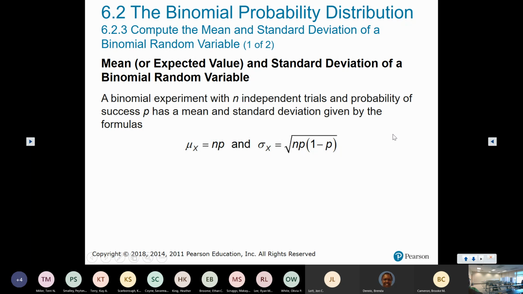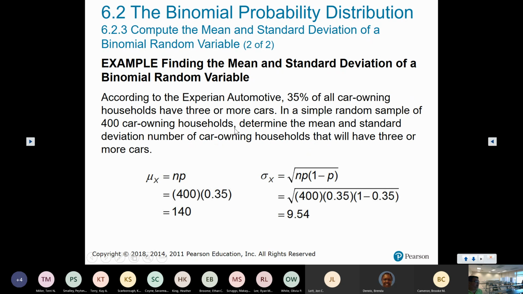All right? So there's the two formulas I showed you at the beginning of the class, and that is the mean, and this is the standard deviation. The good thing about this is most of your N's and P's and Q's are going to be easy math, unless you don't know how to multiply numbers. Okay? Here's an example. Write this down, because this is a test question. According to the Experian Automotive, 35% of all car-owning households have 3 cars. In a simple random sample of 400 car-owning households, find the mean and the standard deviation.